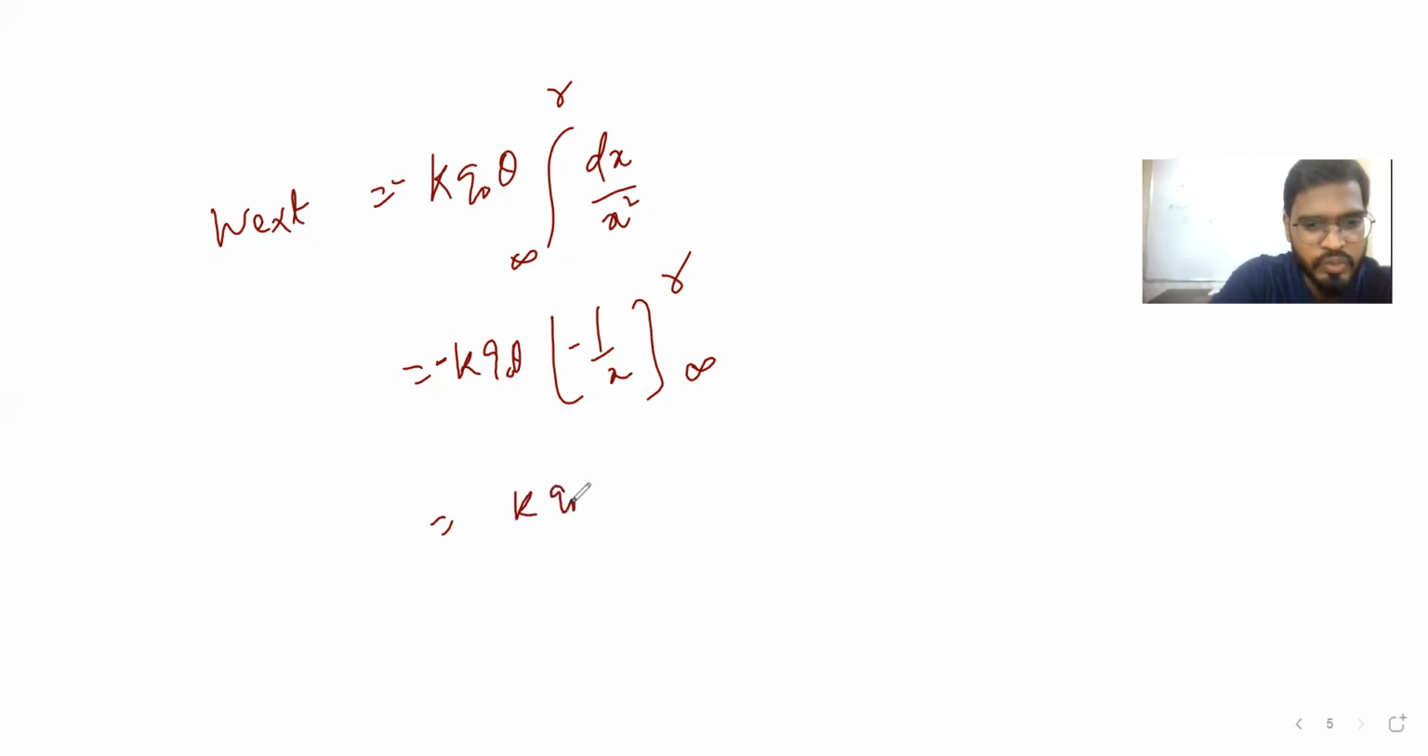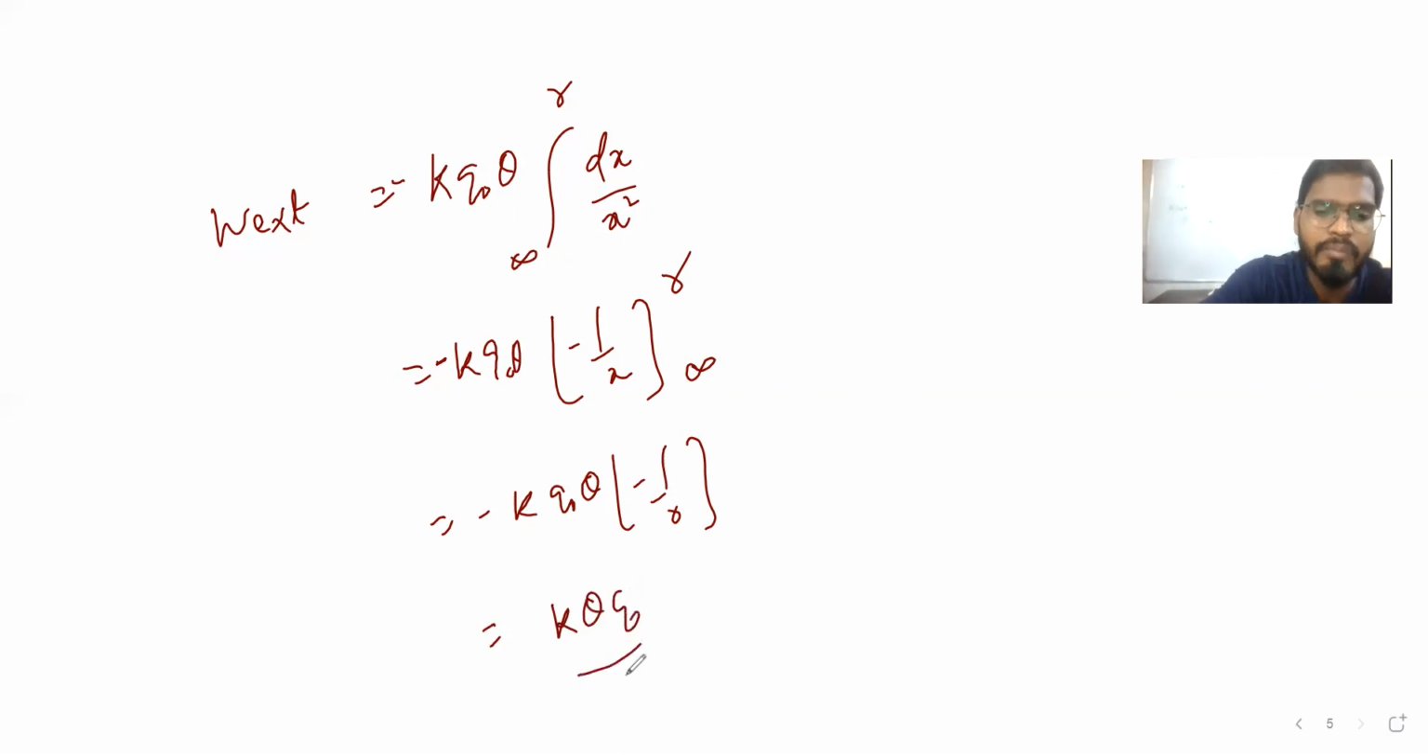So K Q naught Q by minus of 1 by R. Infinity is going to be 0. So this minus and this minus is going to be plus. K Q naught by R is the work done. So potential is the work done by the external agent. So guys, change in potential is equal to, what is that?